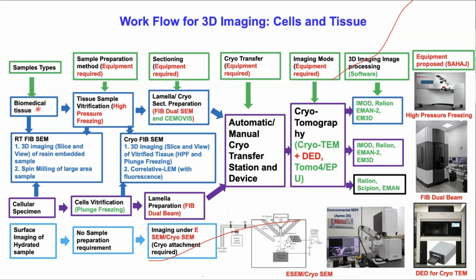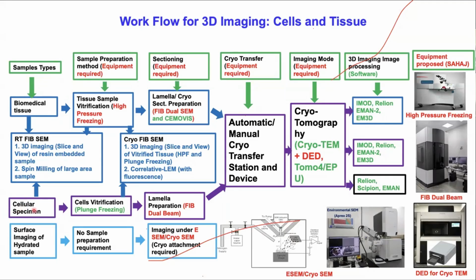So these biomedical tissues we have to vitrify, and for vitrification you must use high pressure freezing, because other vitrobot systems are not going to be useful. Then you have to prepare the lamella of that one. A lamella is nothing but a thin slice of your sample, maybe 100 to 150 nanometer thick, and you can generate this lamella to get the cryo tilt series. This lamella you can transfer to your cryo-EM and then do cryotomography by using the tilt series, IMOD, and other software. You can generate your 3D imaging.